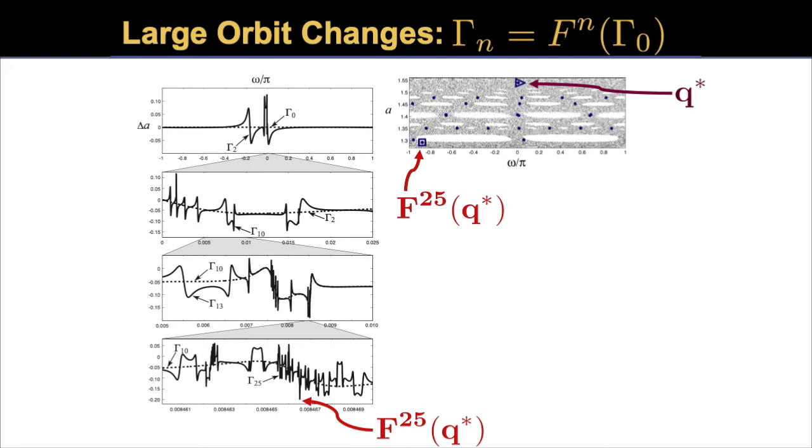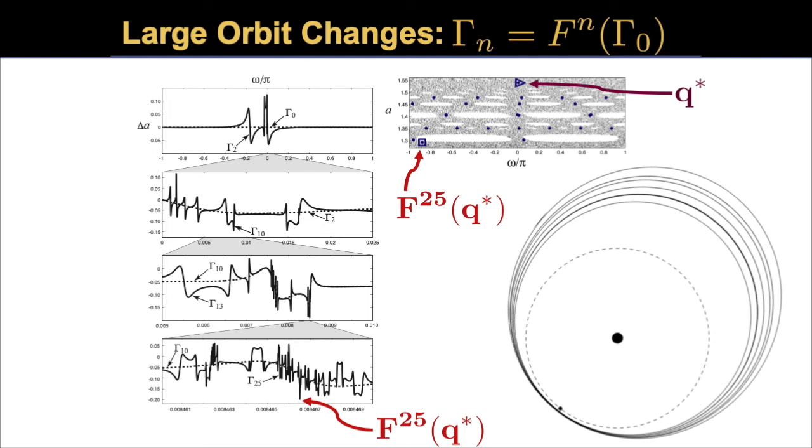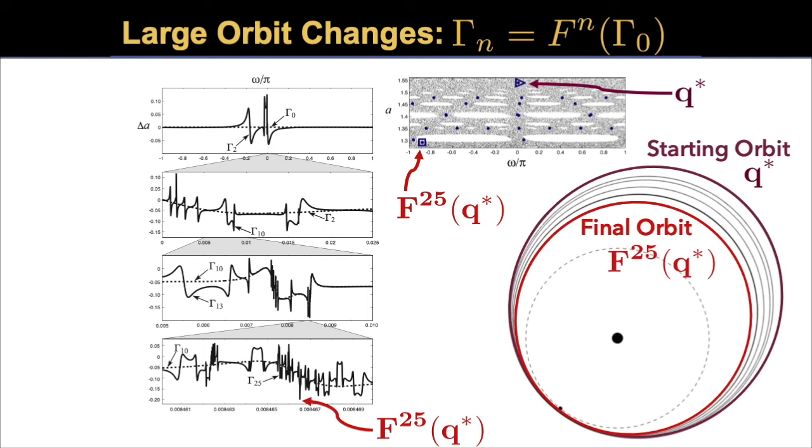There's 25 of them. If you look in an inertial frame, this is showing what the starting orbit looked like, and then the final orbit, 25 orbits later. And so this occurs for free. There's no delta V involved in doing this transfer from the starting to the final orbit. We just picked an initial condition carefully.